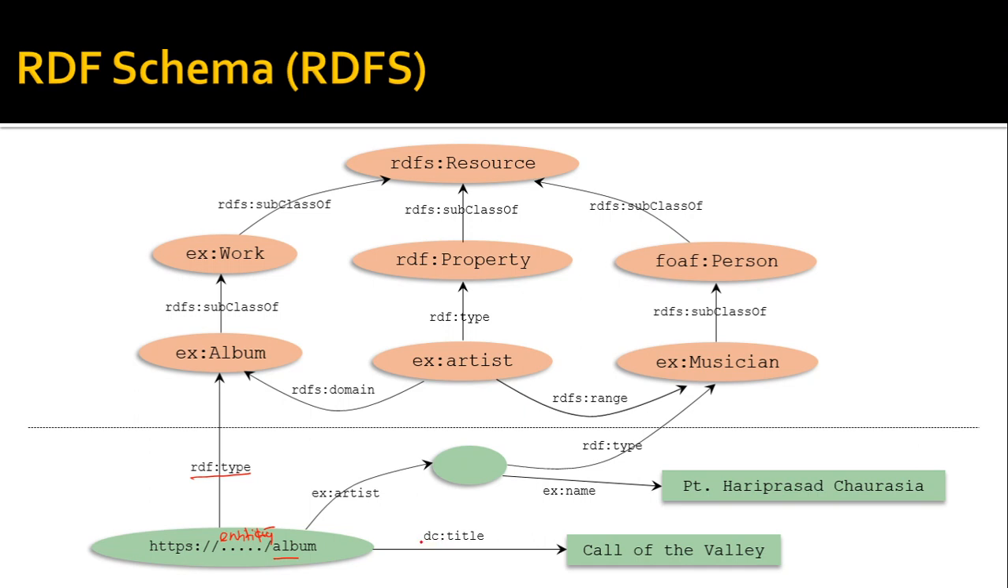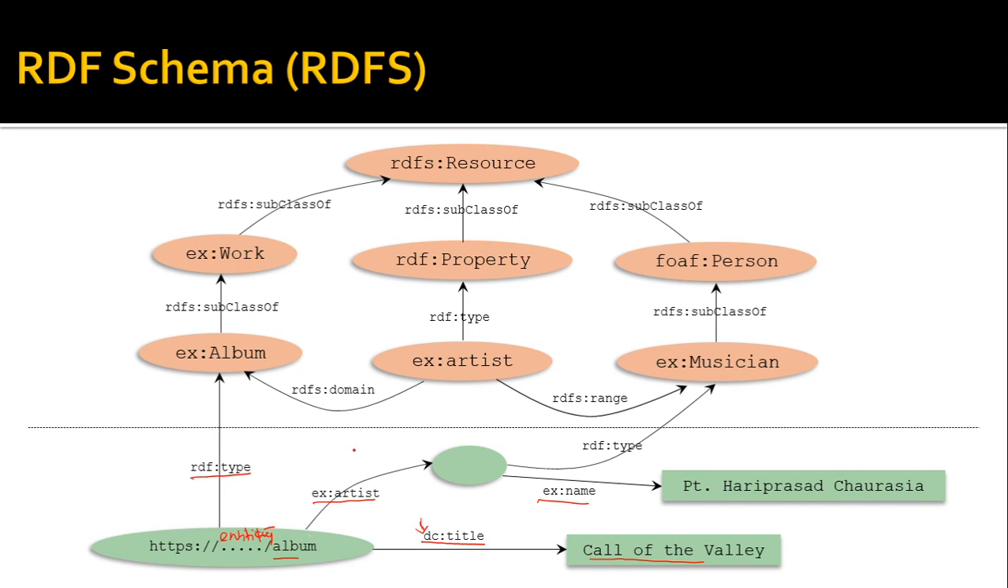Now, this has a title, and we have used Dublin Core as the language to say what we mean by title, and the title is a literal, which is the value, right? Now this album has an artist, right? This artist I will come to later. This artist has a name, Pandit Hari Prasad Chaurasia, and has a type which is musician, right? Now, what do we mean by artist? The album can have an artist, right?